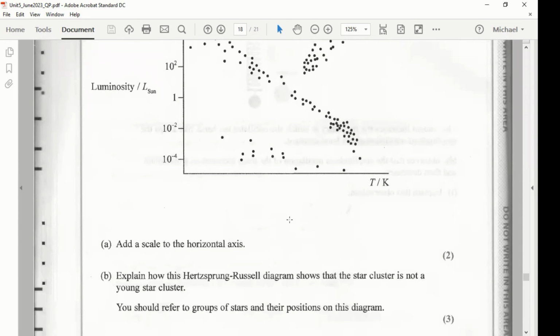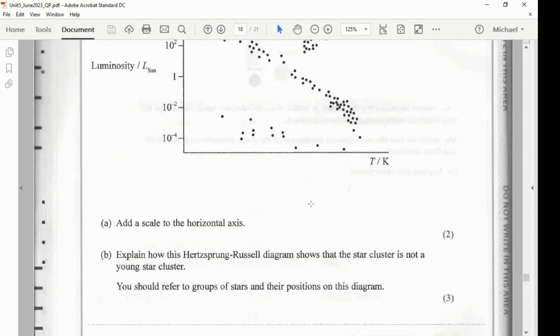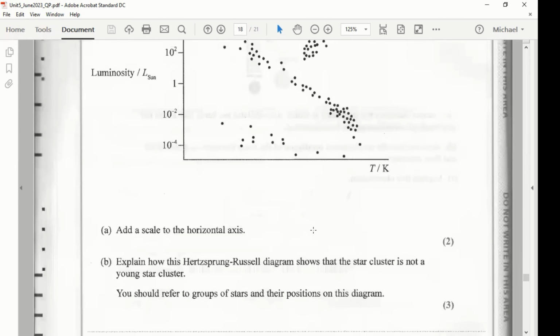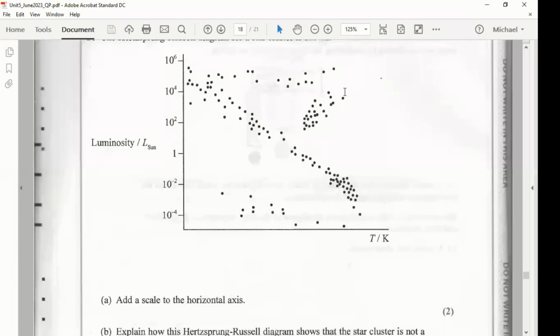Explain how this HR diagram shows that the star cluster is not a young star cluster. You should refer to groups of stars and their positions in this diagram. Okay, so it's not a young star cluster. How do we know? And how many marks? We've got 3. So we've got to name the areas. So what would you do? Up here, we've got some red giants.